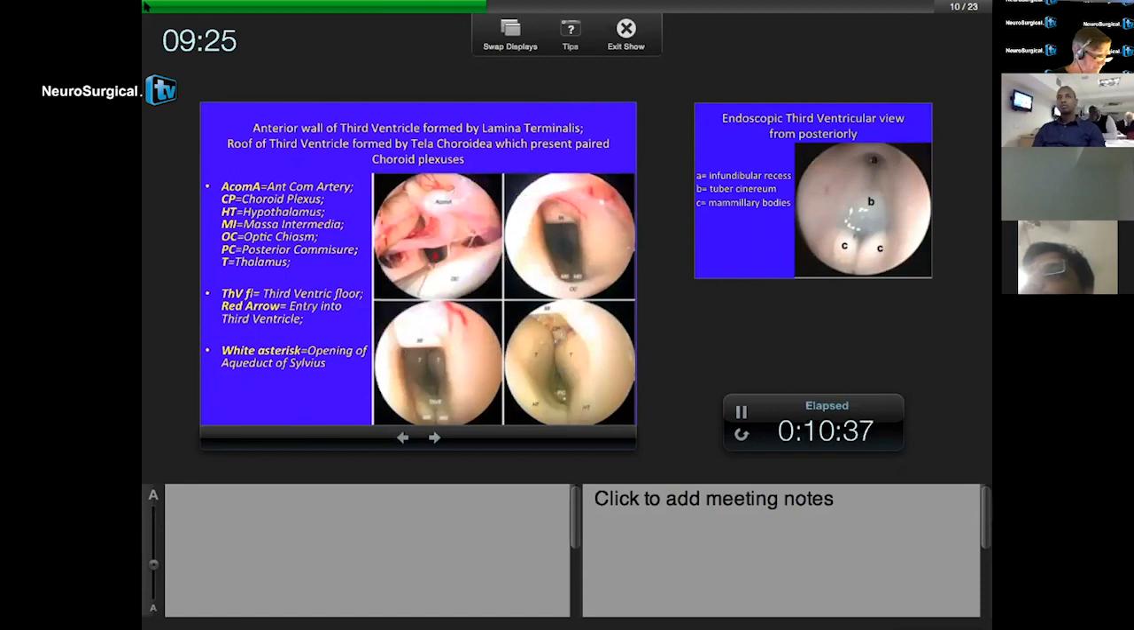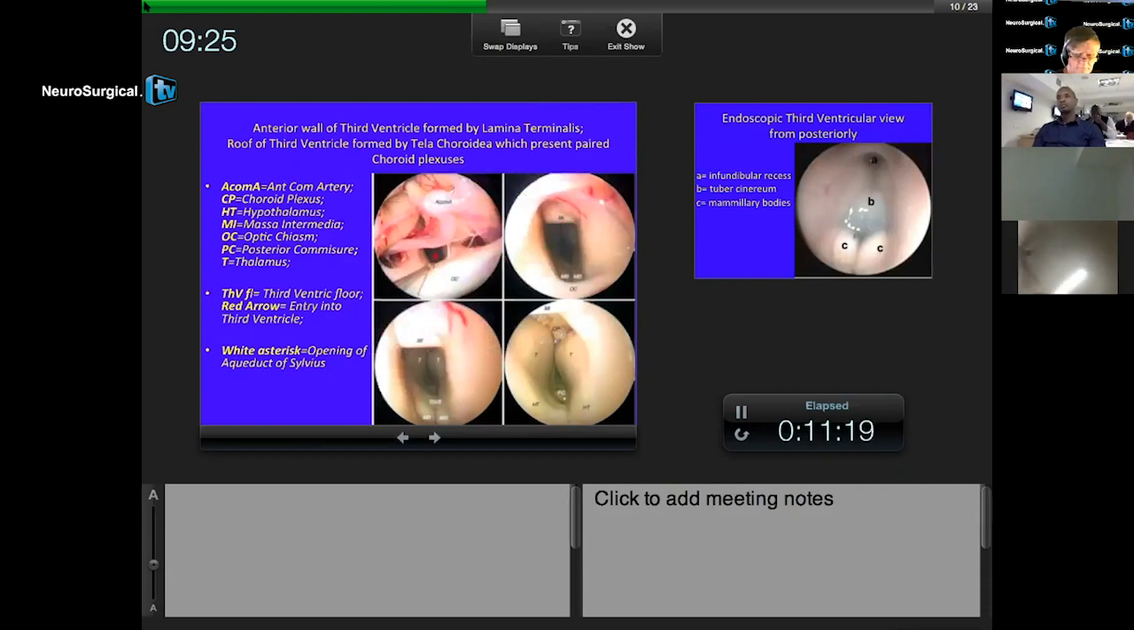The anterior wall of the third ventricle is formed by the lamina terminalis, as we've mentioned. The roof of the third ventricle is formed by the tela choroidea, which then presents as the two extensions of the tela choroidea, which is the choroid plexus. So essentially, you need to be very aware, just like we mentioned in the relationships, that working in that area, you're working near the anterior communicating artery, you're working near the hypothalamus, you're working near the massa intermedia, posterior commissure, thalamus, which are all in the region where you are working.